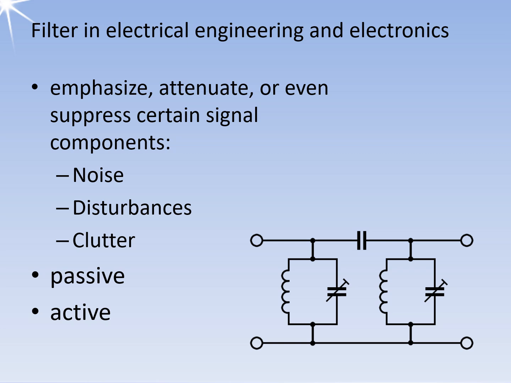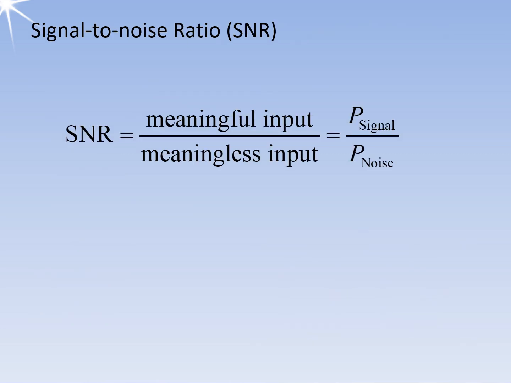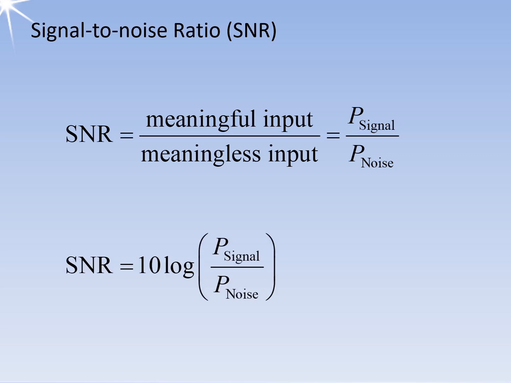The task of a filter is usually to improve, that is, increase, the signal-to-noise ratio of a desired signal. The signal-to-noise ratio, SNR, is the ratio of the average power of the useful signal to the average power of the noise. The signal-to-noise ratio is often specified in the auxiliary unit of measurement, decibel.